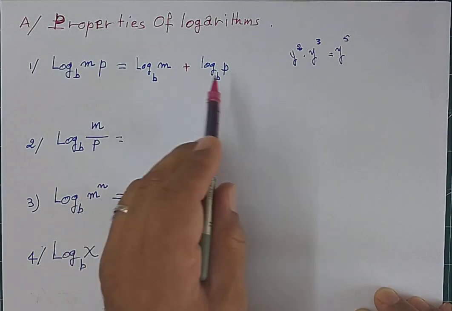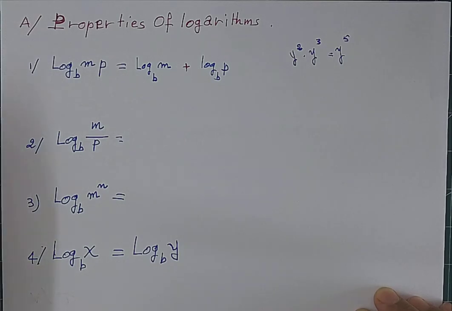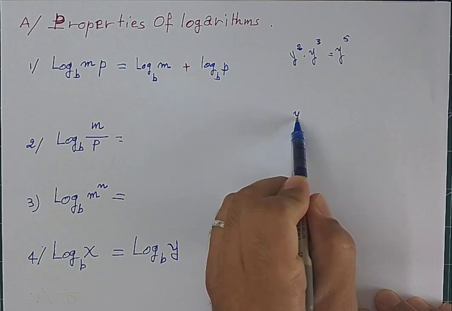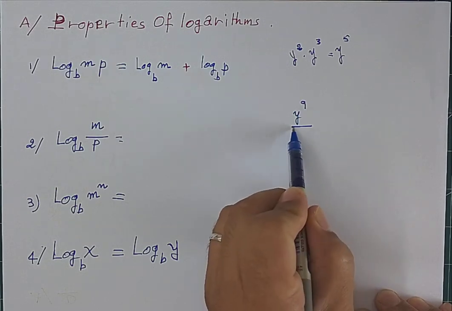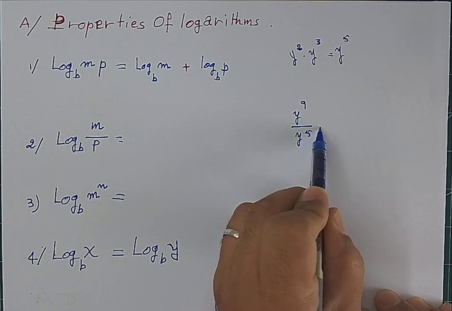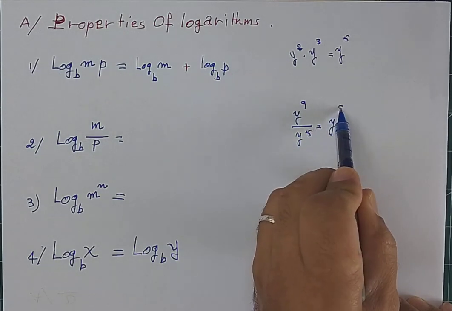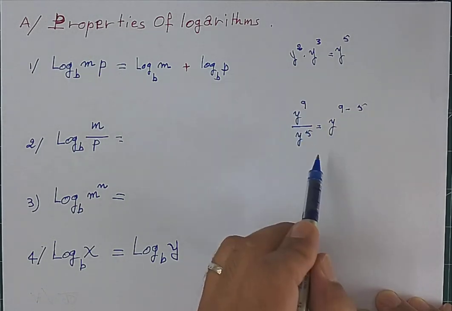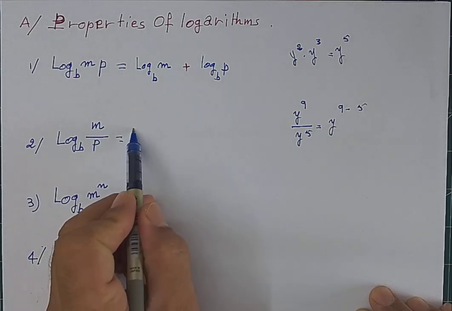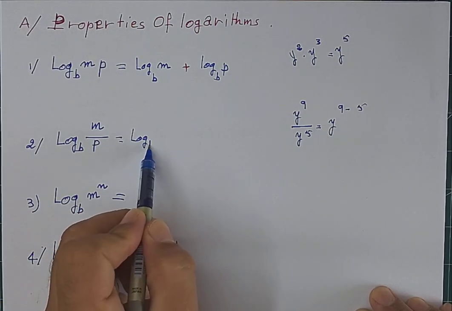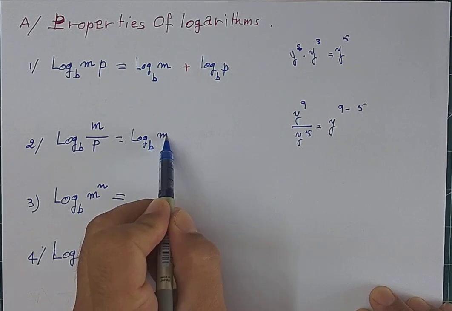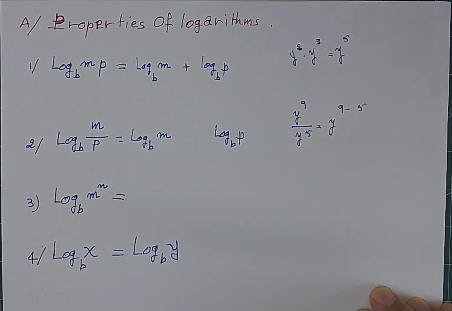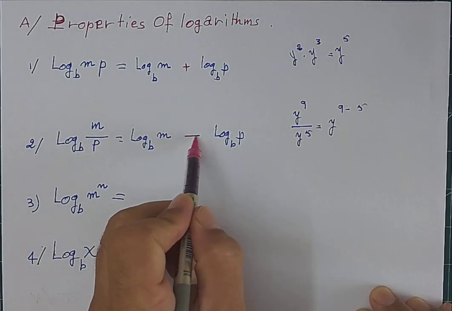I add the logarithms. The same thing here, if we have for the next one, y to the power 9 over y to the power 5 equal y to the power 9 minus 5. So I subtract the powers. The same thing here, log base b, same base, of m, and log base b of p, but between them I put the minus.